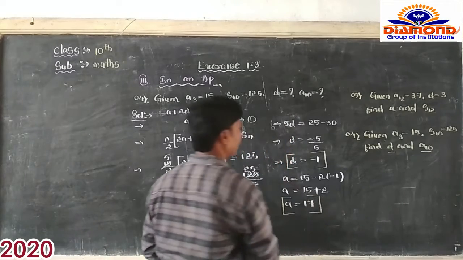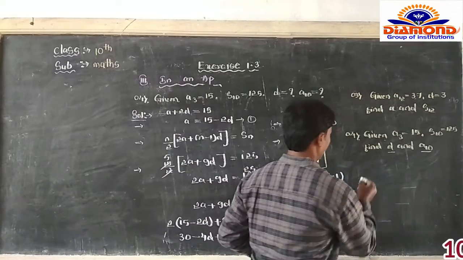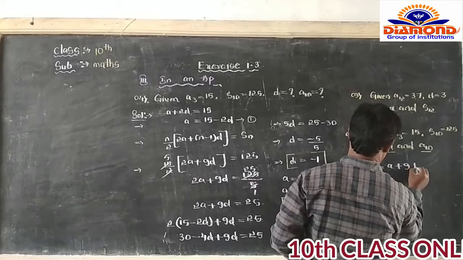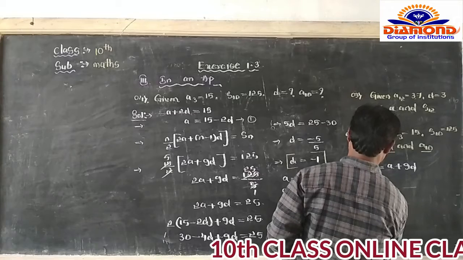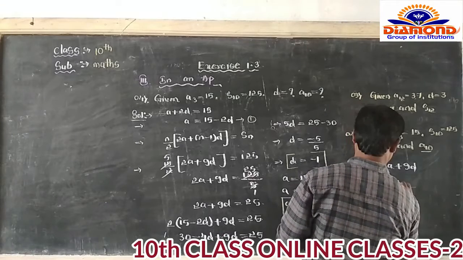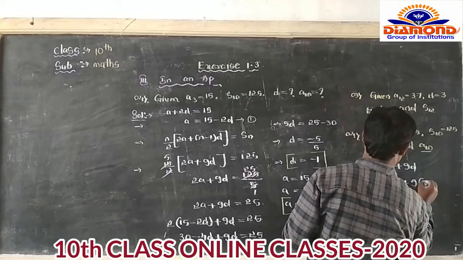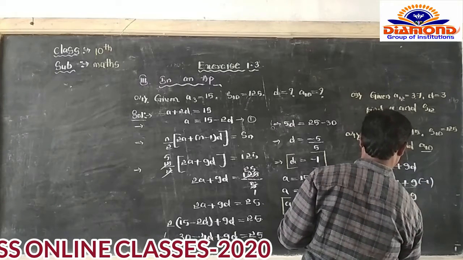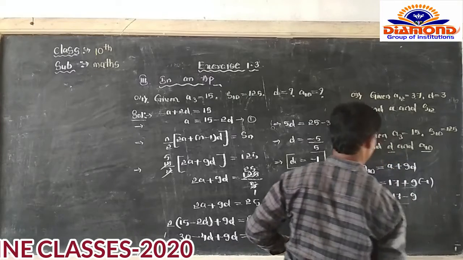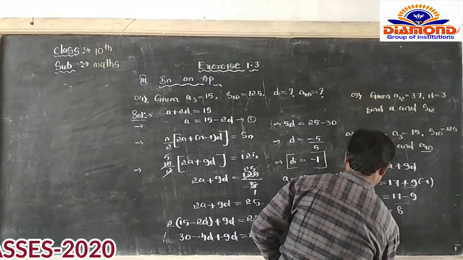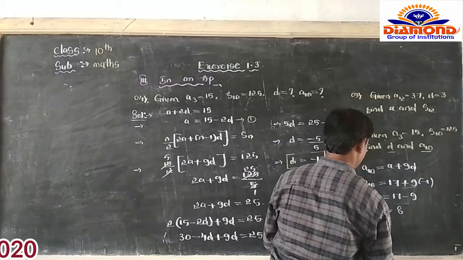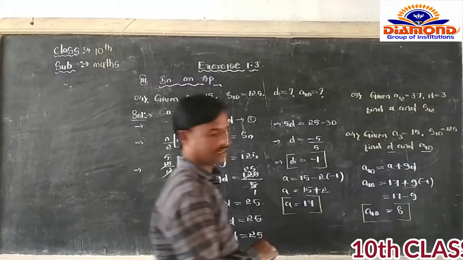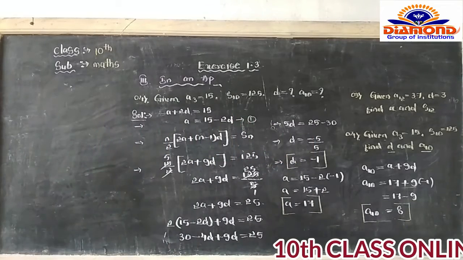Now we will find out the a 10th term. So a 10th term is equal to a plus 9d. Okay. So now a 10th term is equal to a value, 17 plus 9. Common difference is minus 1. So next 17 minus 9 into 1. The answer we got here is 8. A 10th term is equal to what? We got here 8. I want to check the answer, whether it is right or wrong.